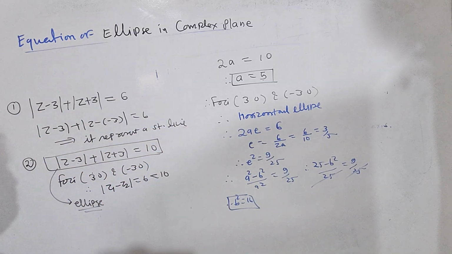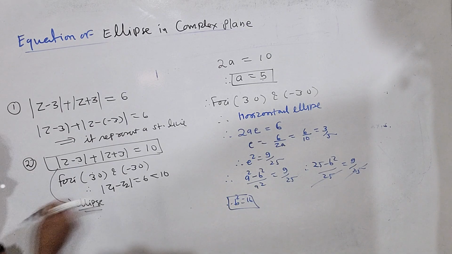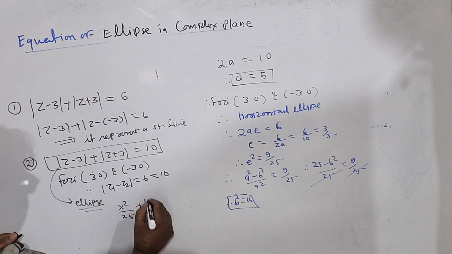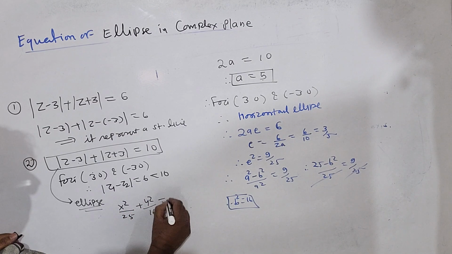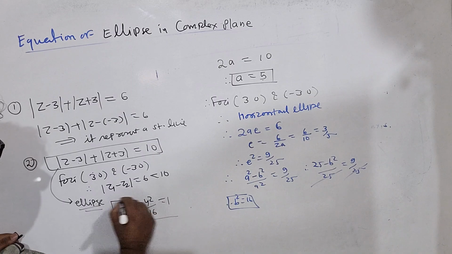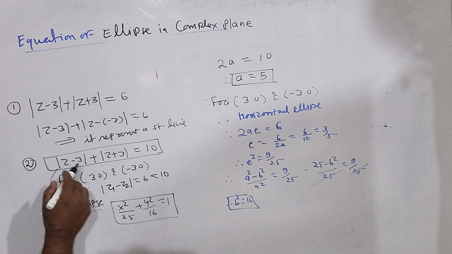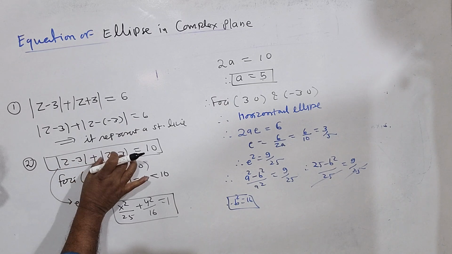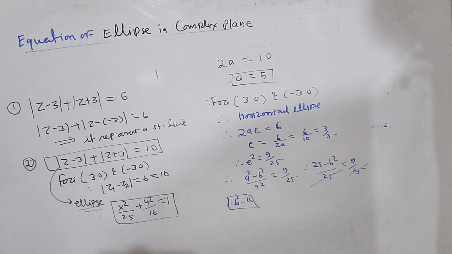And therefore we can find out the equation of the ellipse in coordinate form. This represents x square by 25 plus y square by 16 equal to 1. Okay. So from here you can find out, this is |z − 3| + |z + 3| = 10. Then what does it represent?